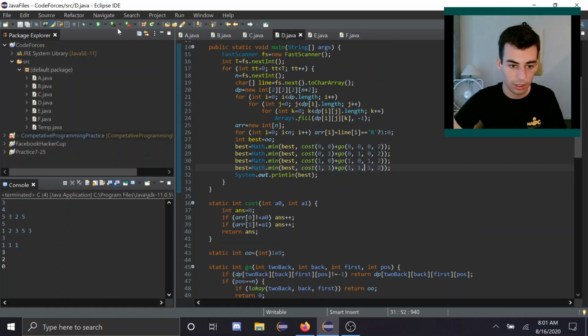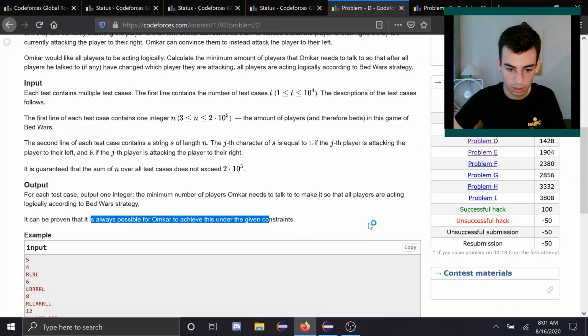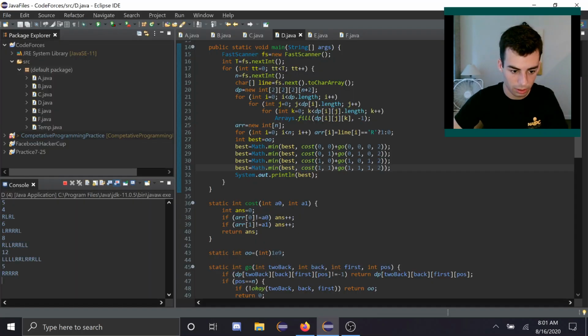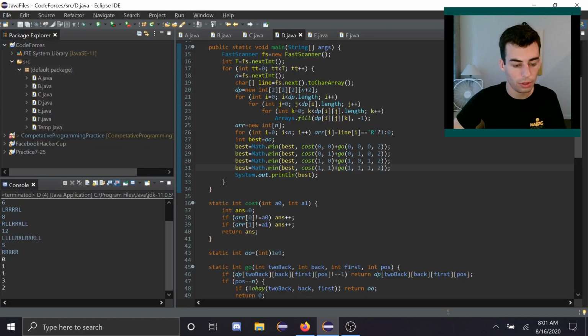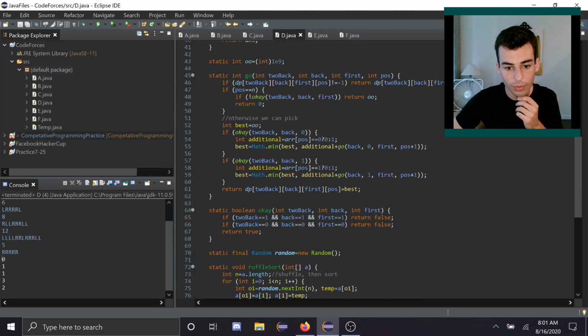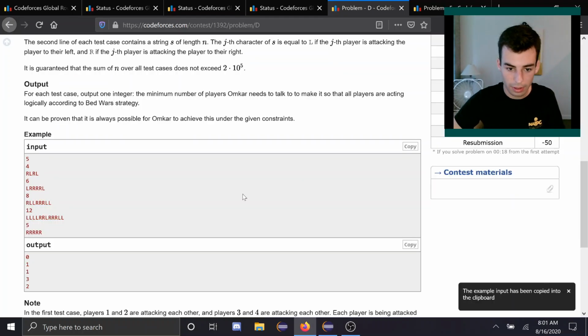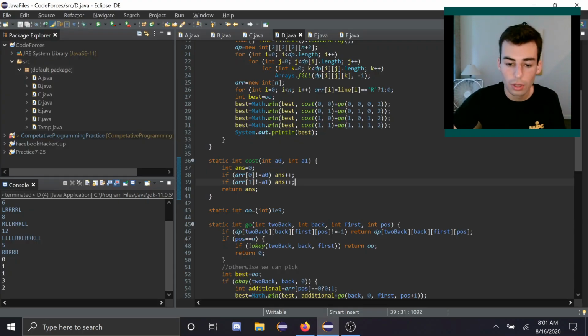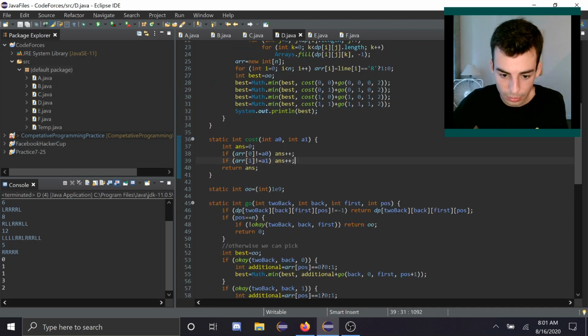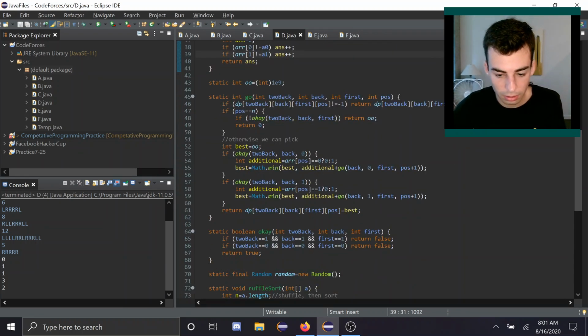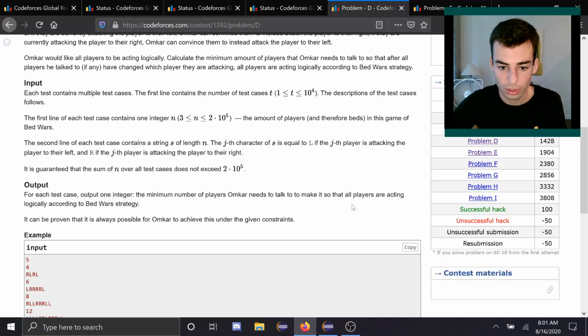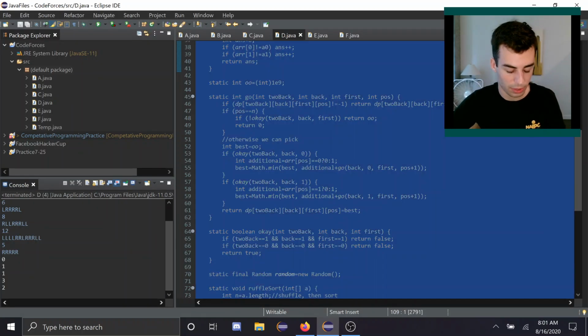I think that's fine. Zero, 1, 1, 3, 2. Yeah, I think it's right on principle though. So runtime would be 8n, it looks like, which shouldn't be an issue. Maybe 8n times 2 or something. I don't think it's too big of a problem though.